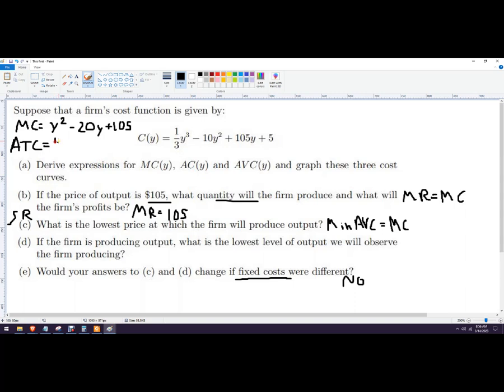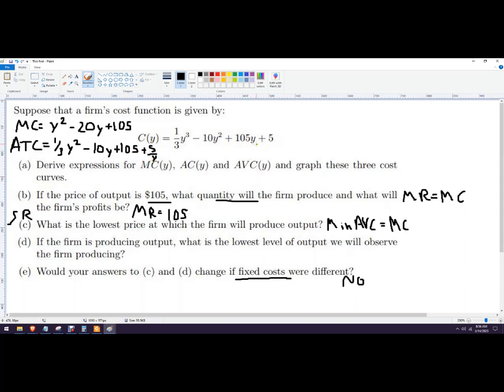So this would be 1/3 y squared minus 10y plus 105 plus 5 over y. And then average variable cost.